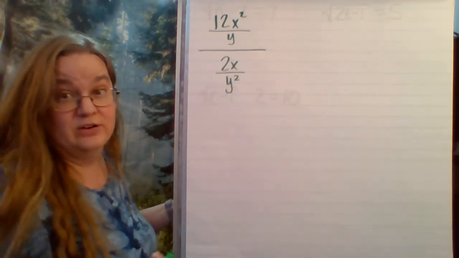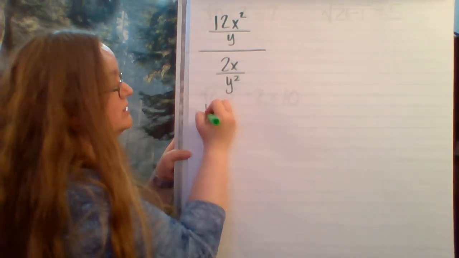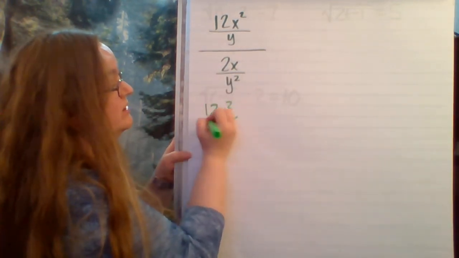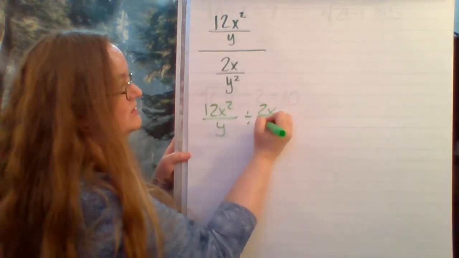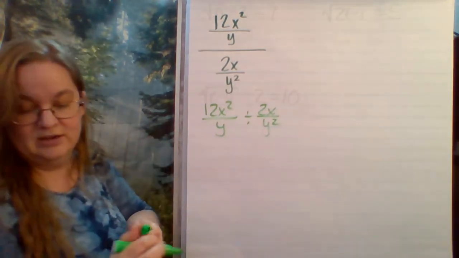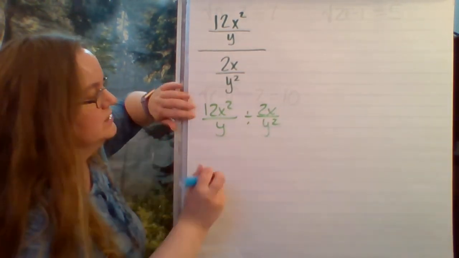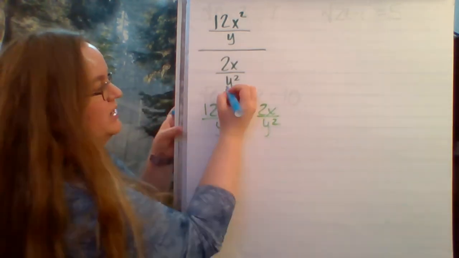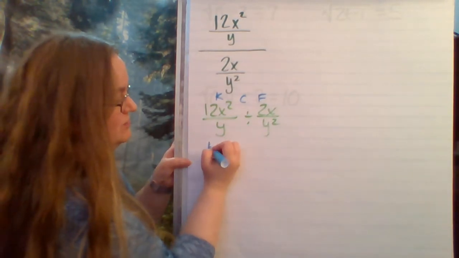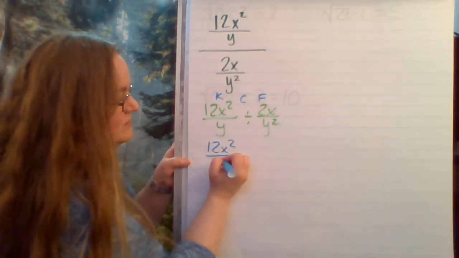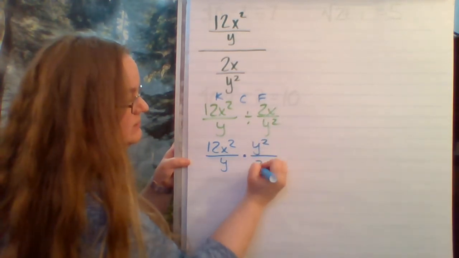It looks scarier than it is. Really, remember, this is a division sign, so it's 12x squared over y, divided by 2x over y squared. Let me switch markers. And so when I take a look at this, it goes back to how do you divide fractions? You keep it, change it, flip it. So you keep the first fraction, you change the sign, and you flip the second one.